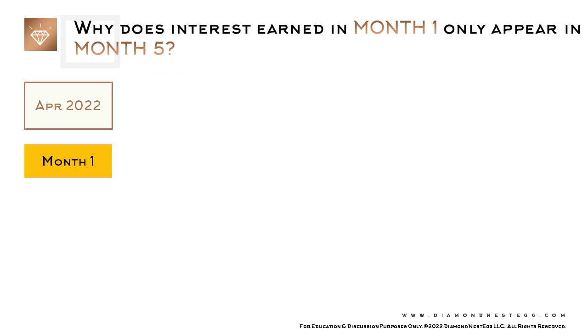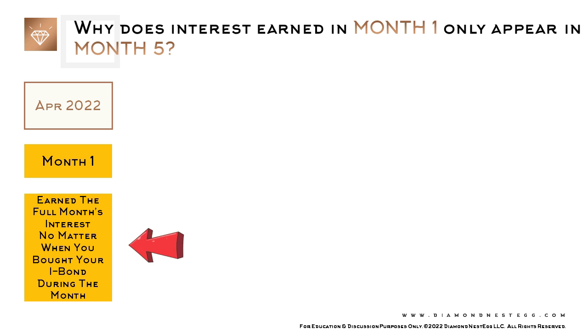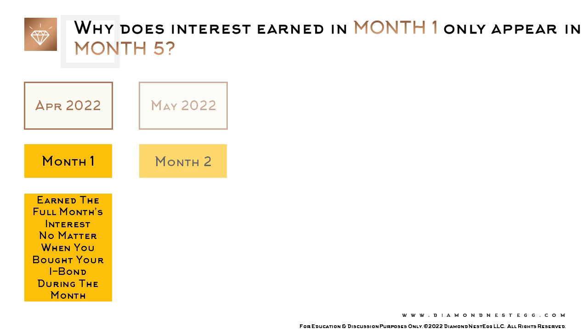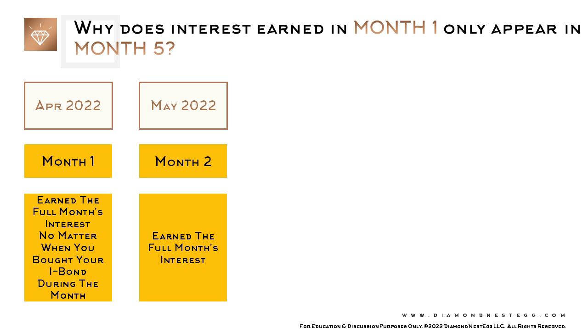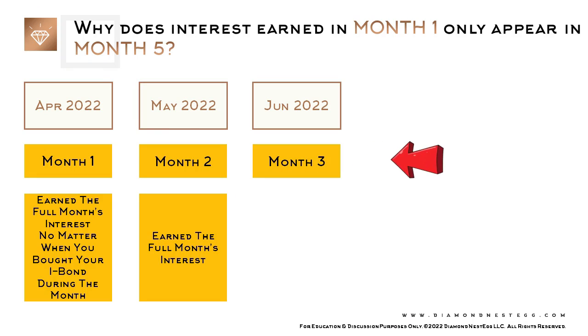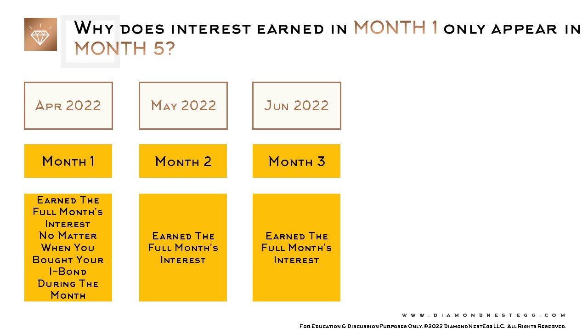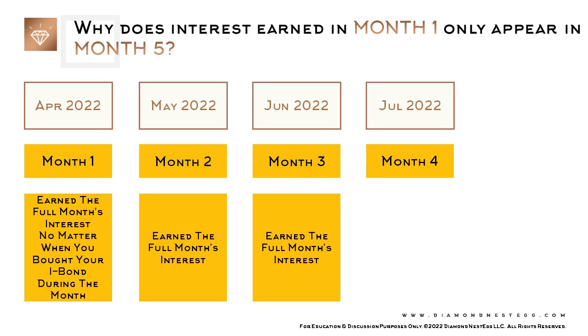April 2022 is month 1 and your I-bond started earning interest in April, and you earned a full month's interest no matter when you bought your I-bond in April, even if you bought it at the end of the month. May 2022 is month 2. Your I-bond earned the full month's interest here as well, even though it doesn't show up yet on your Treasury Direct account because of the early redemption penalty. June 2022 is month 3. And again, your I-bond earned the full month's interest even if you can't see it yet in your Treasury Direct account. July 2022 is month 4.